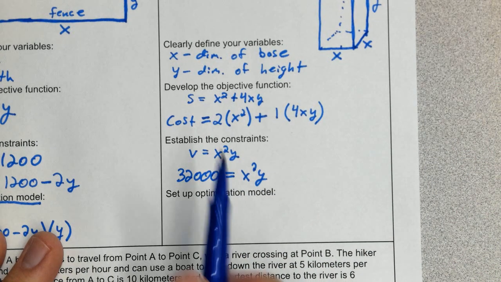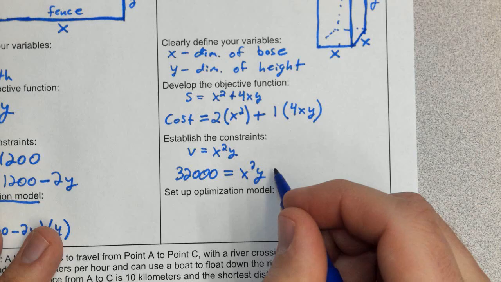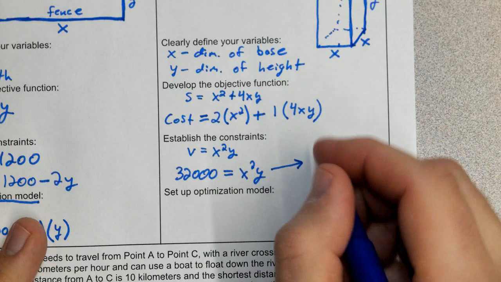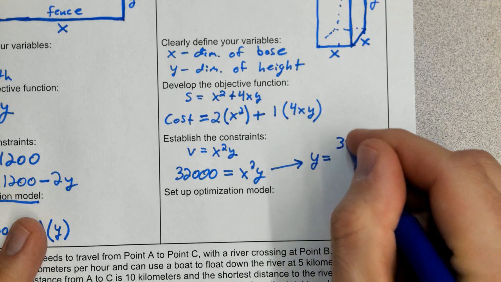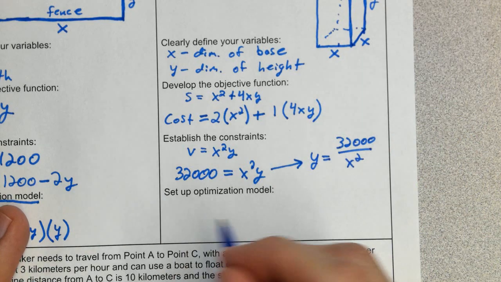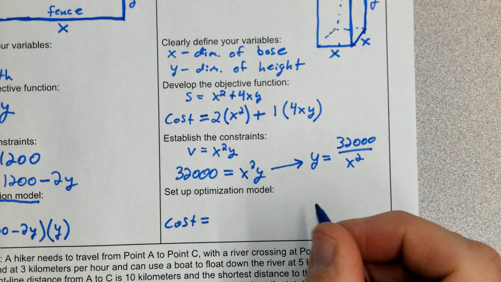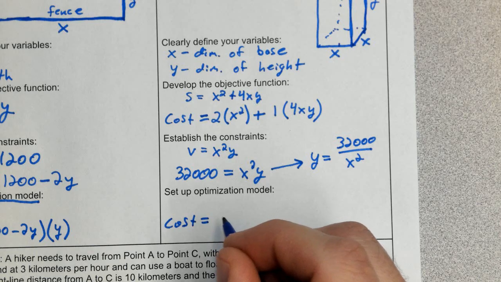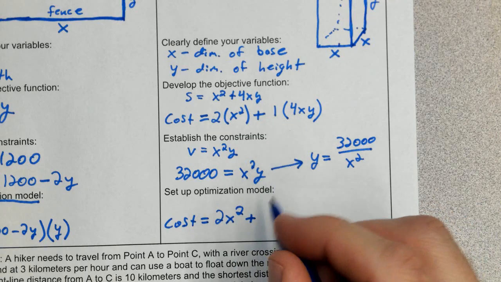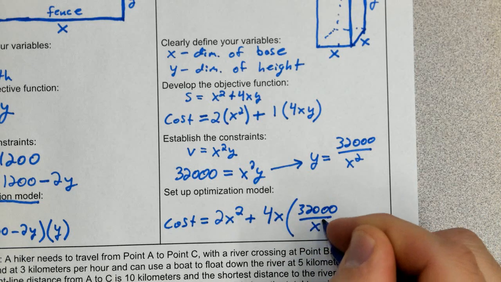All right, so what's our model then? Remember, this was our objective function. We have this expression here, and what we can do is solve this for x or y. I'm going to solve for y because, again, that makes substitution easier. So I get that y is equal to 32,000 divided by x squared. Then I can set up my model. It's going to look like this. Cost is equal to 2x squared plus 1 times 4 is just 4. So we're going to have 4x times 32,000 divided by x squared.